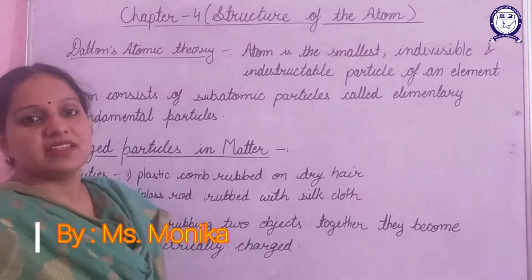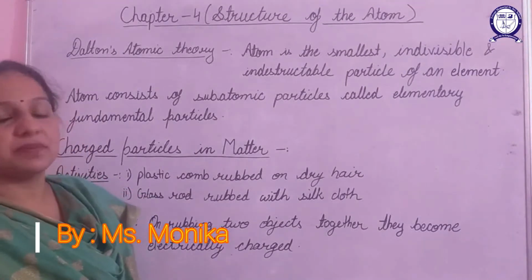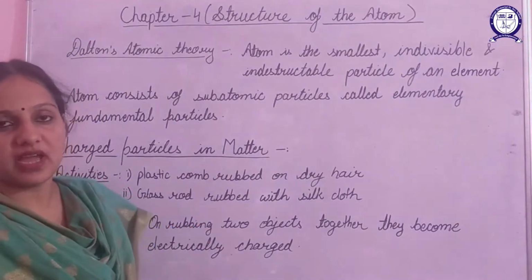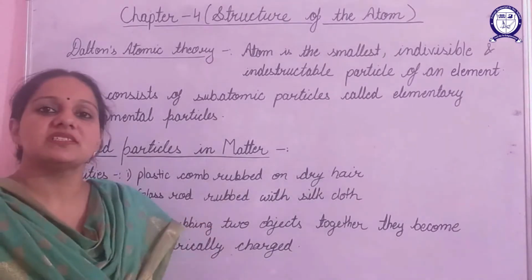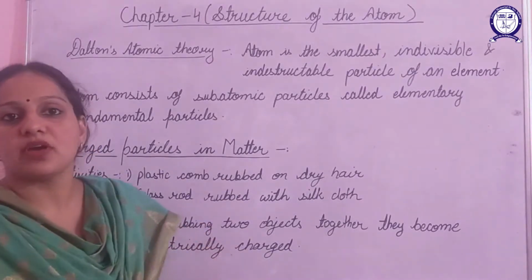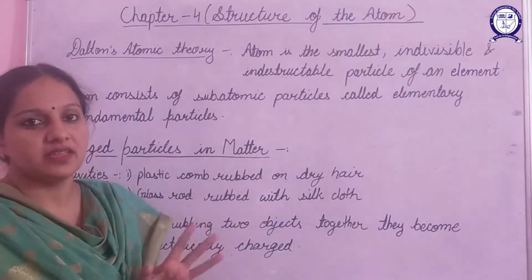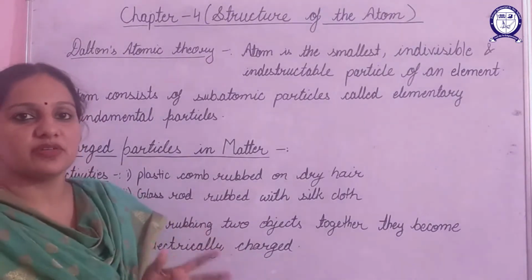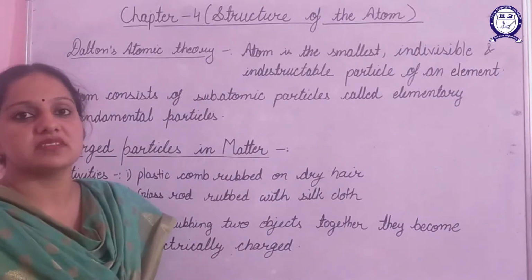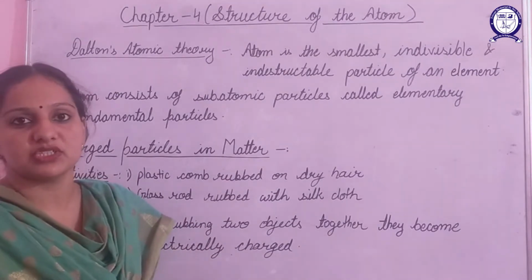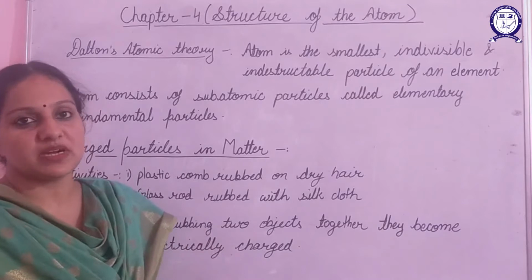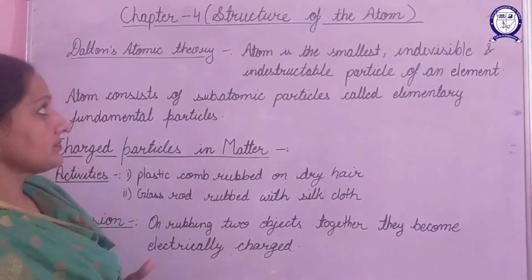Hello students, in this video we will start with our chapter number 4, that is structure of atom. In this chapter we'll basically study about the different subatomic particles which are present in an atom, that is electron, proton and neutron. Then we'll discuss about atomic mass, atomic number, valency, electronic configuration, isotopes and isobars. So let's start with the chapter.